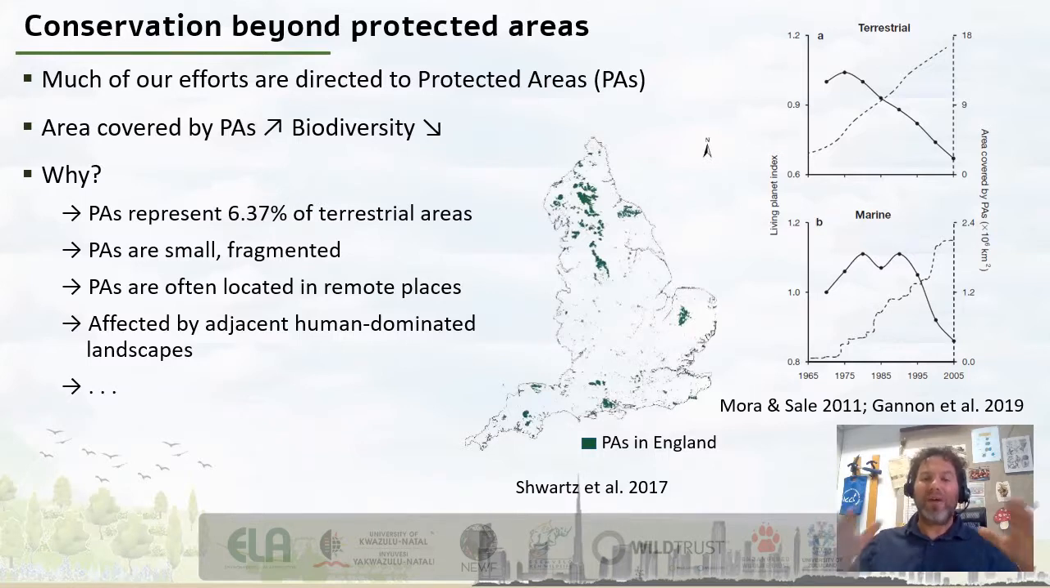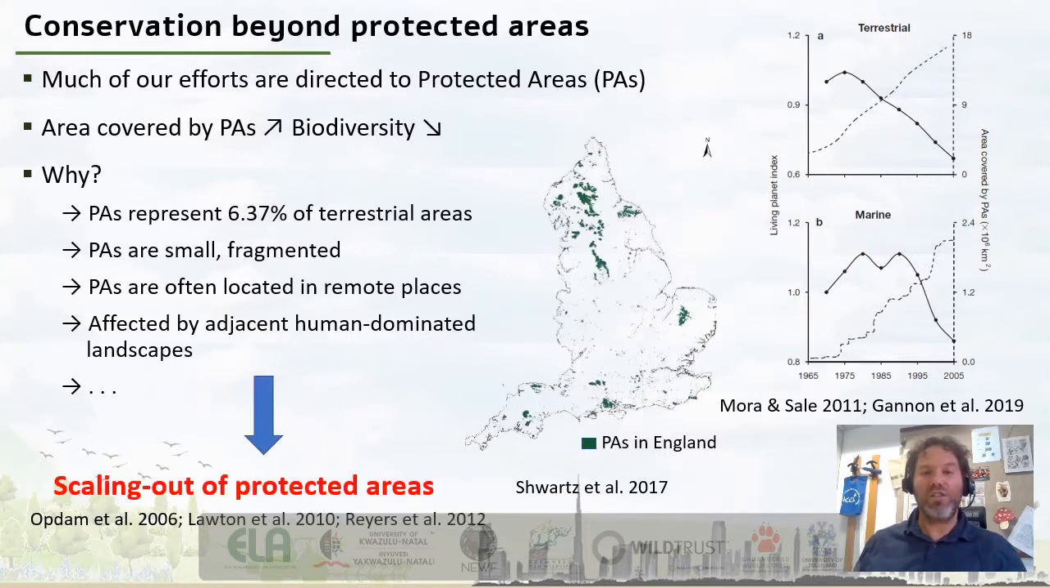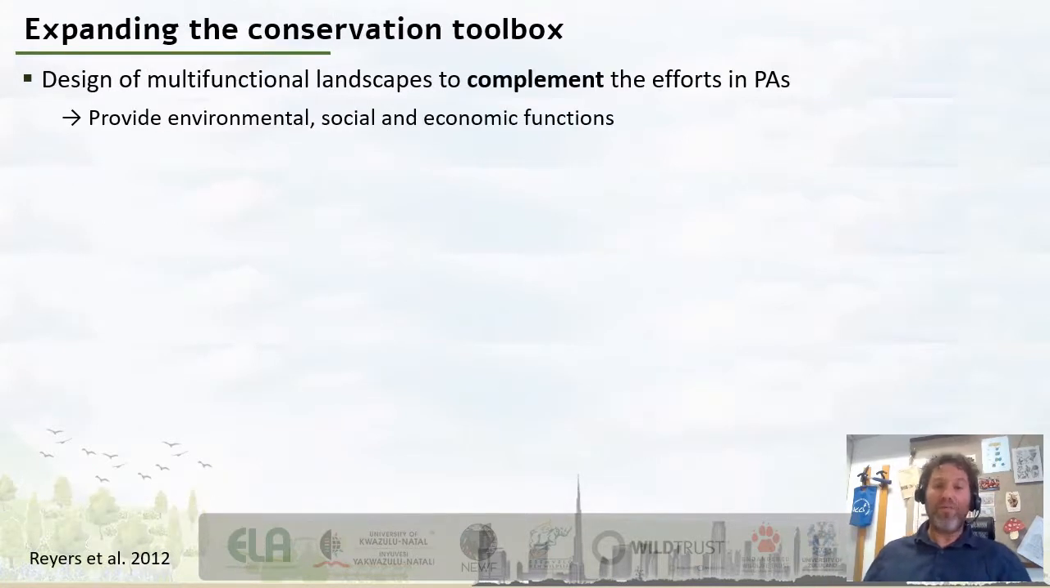And what happens outside those small protected areas is actually influencing what happens inside those protected areas. These were a few of the reasons why this network is not functioning, and it has led many ecologists to think we need to scale out of protected areas. We need to expand the toolbox. And for what do we expand the toolbox? For these multifunctional landscapes. They are complementing efforts in protected areas, but the idea is they can provide environmental, social, and economic benefits.